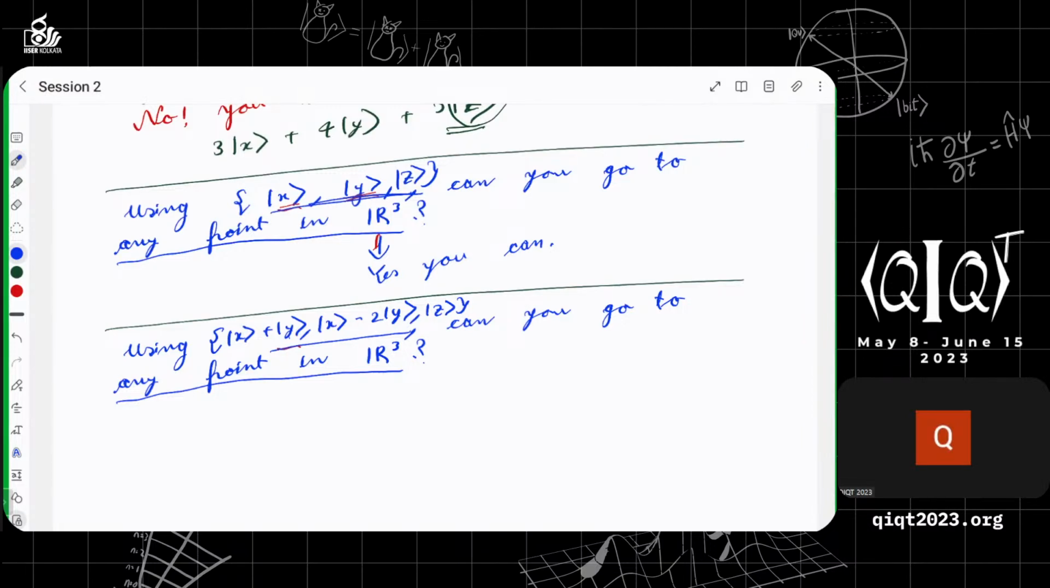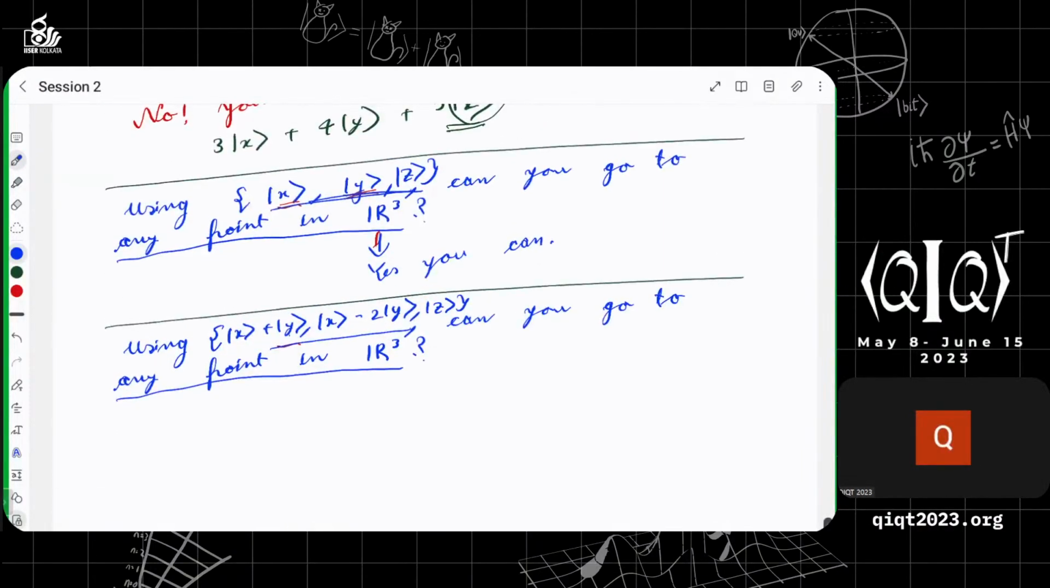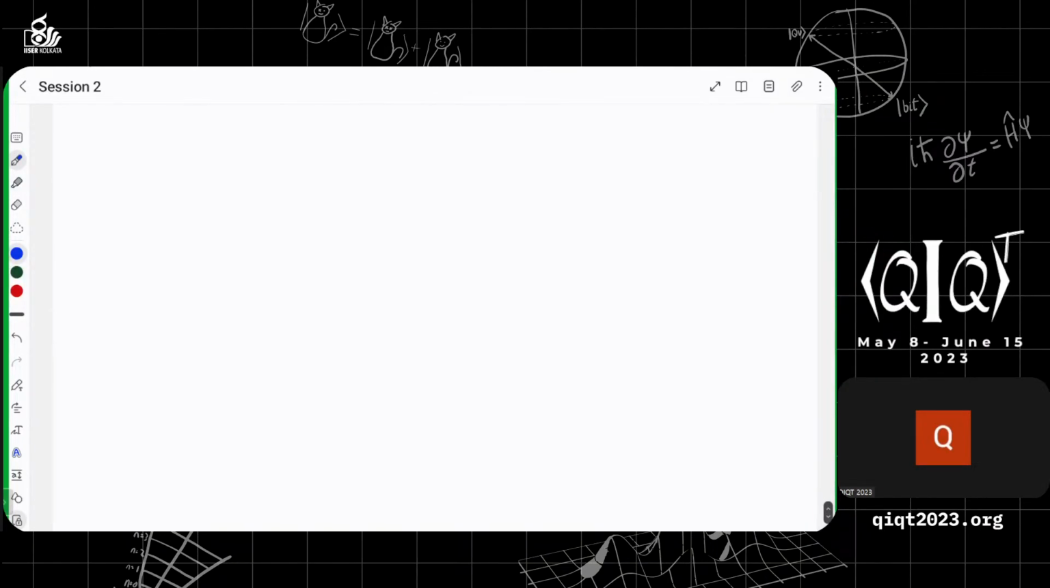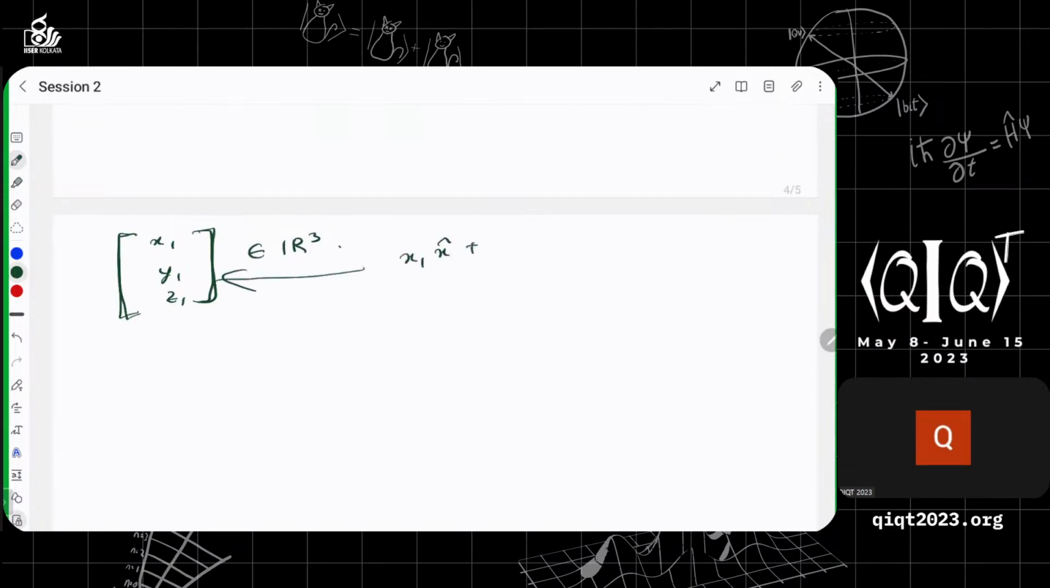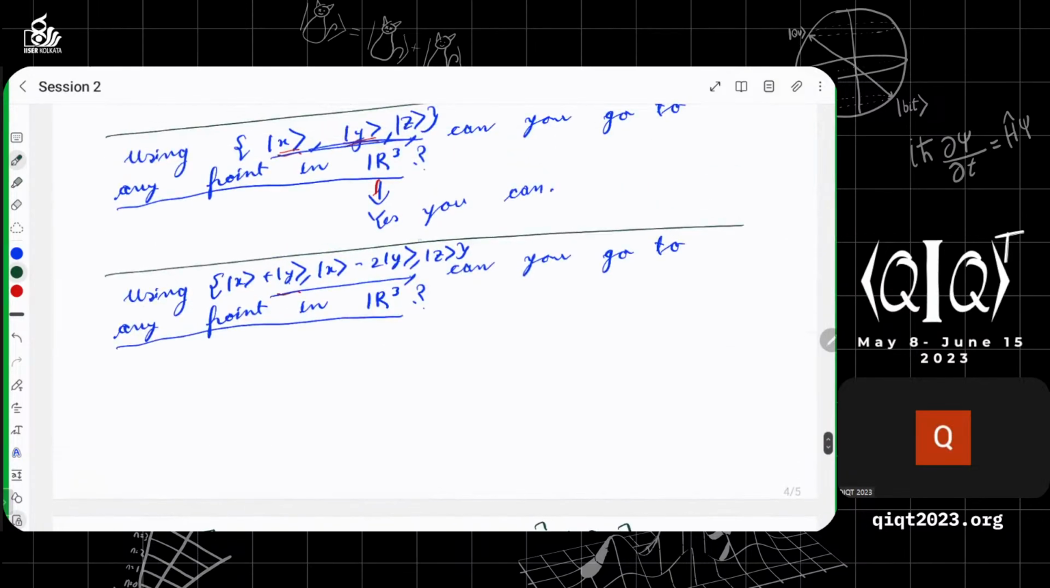Right. Okay. So let's see how we can go. So let's try to take a general point in R3. So what would that look like? Say x1, y1, z1. So that would be a general point in R3. And remember, now we are using the column vector notation. So this is the same as saying, let's say, x1 x hat plus y1 y hat and z1 z hat. Okay. So we want to go to this vector using the vectors that we have.